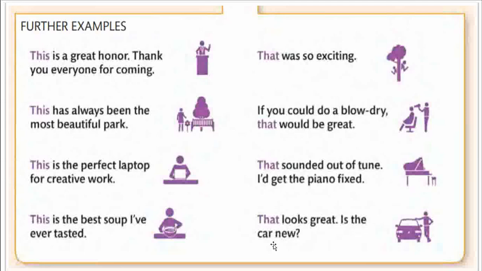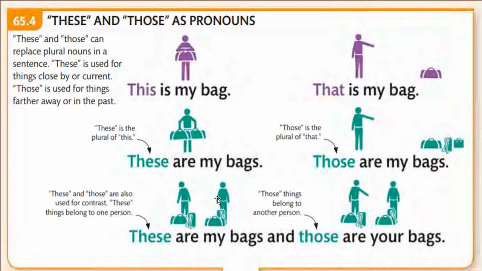That looks great. Is the car new? Again, instead of it looks great, pointing out to something that is far away and substituting it with that. So that is playing the role of a pronoun in this sentence. The next pointer that we have is these and those as pronouns. Because we have seen examples with singulars, understanding plurals will be easier. These and those can replace plural nouns in a sentence. These is used for things close by or current. Those is used for things further away or in the past.